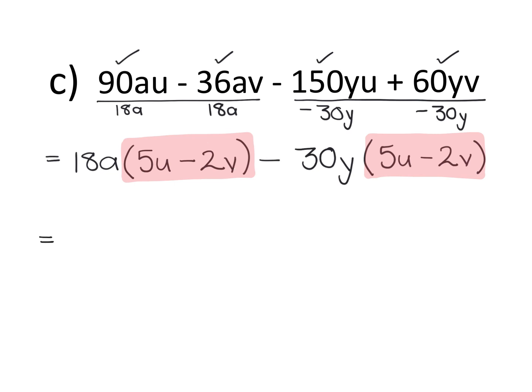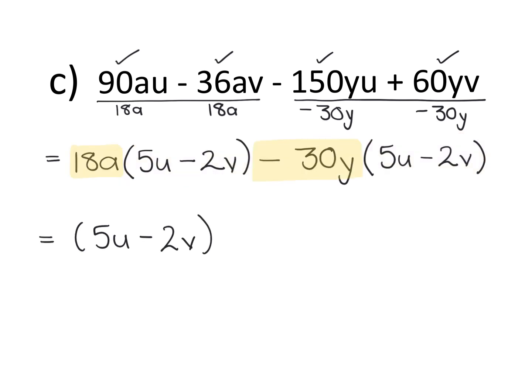Now once again, we are going to do factoring a binomial because both of these have a common factor of 5u minus 2v. So let's factor that out and put that in a bracket. Now the leftovers happen to be 18a and negative 30y. So we're going to put that into a separate bracket and close the bracket, and this happens to be our final answer.